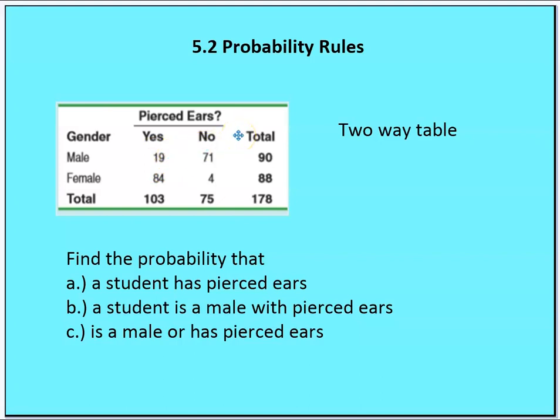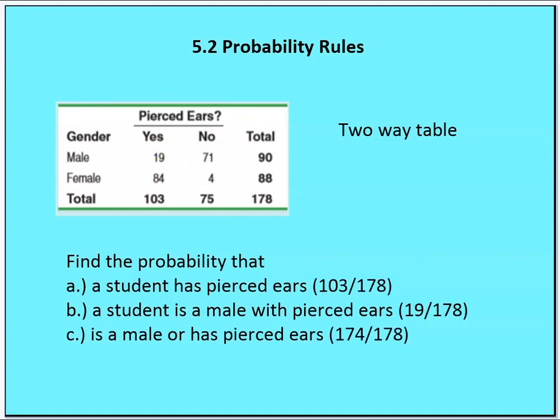Is a male or has pierced ears. Is 174 out of 178. So is a male, 90 of them, or has pierced ears, there's 84. You can just subtract 4 from 178 to get 174 out of 178.